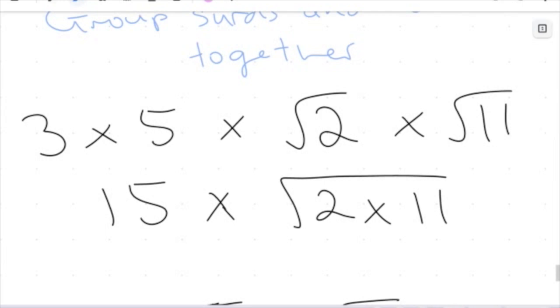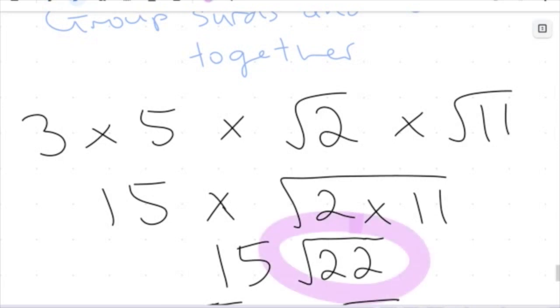So what I wind up with is 15, and instead of a multiplication, I can just write this next to my surd, because it's just a shorthand way of writing it, same as with algebra, what we learnt. And 2 times 11 gives me 22. So my answer here is 15 root 22. And my 22, of course, we can't simplify this any further because 22 is not a perfect square. So root 22 gives me an irrational number as an answer.